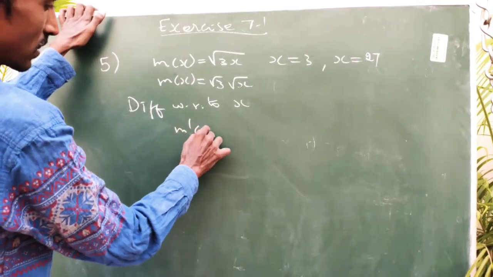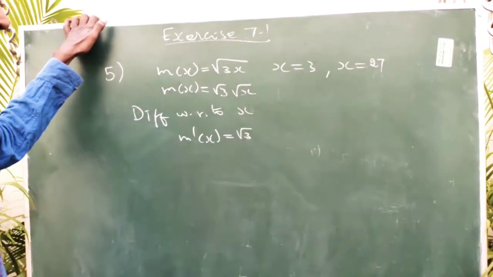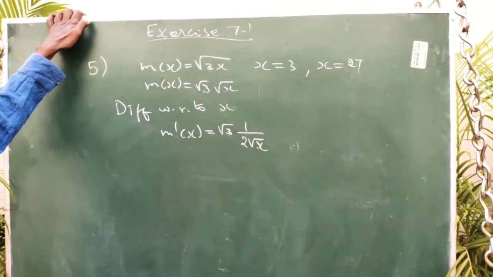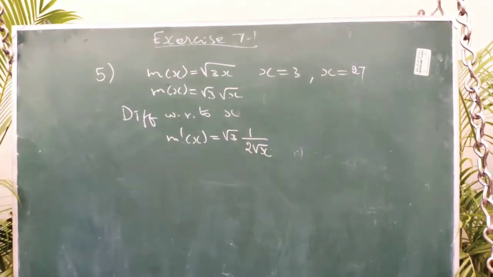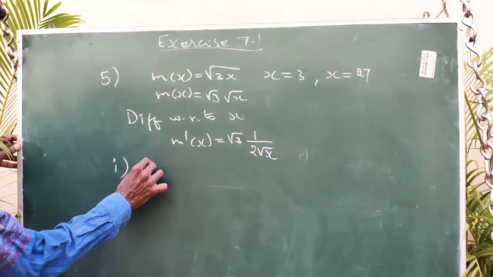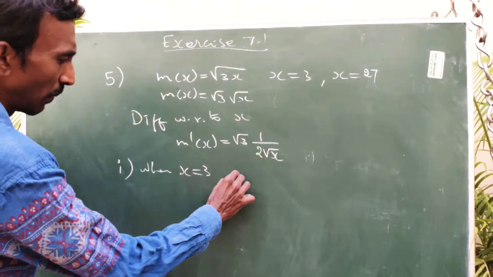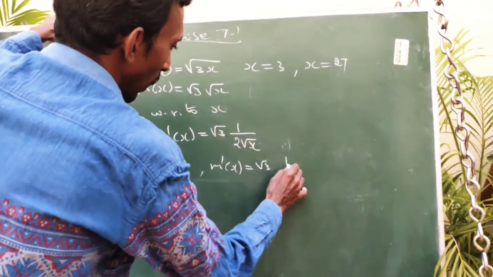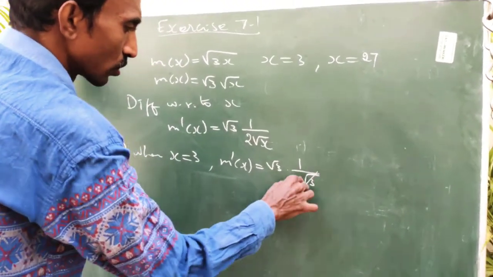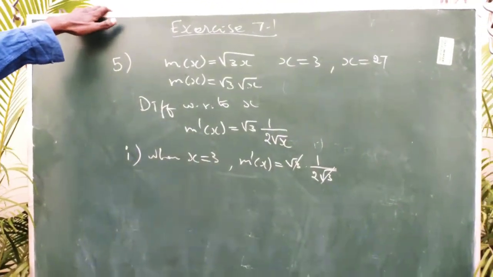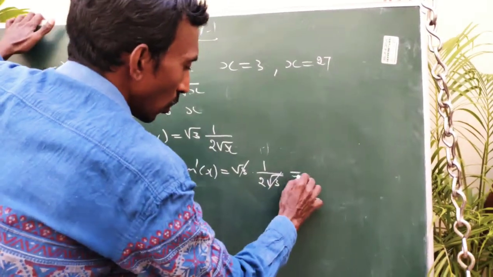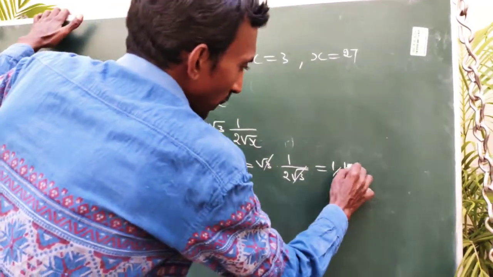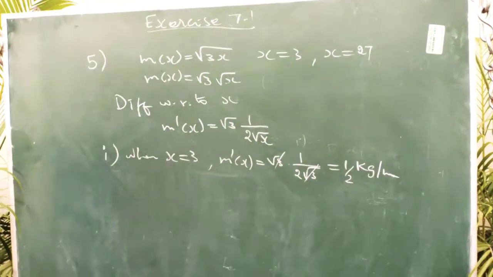So m dash of x equals root 3, which is a constant, times the differentiation of root x, which is 1 by 2 root x. First subdivision, when x equals 3, put x equal to 3: root 3 into 1 by 2 root 3. Root 3 cancels, so we get 1 by 2. The unit is kilogram per meter.